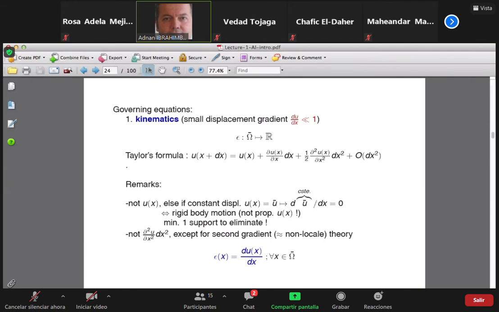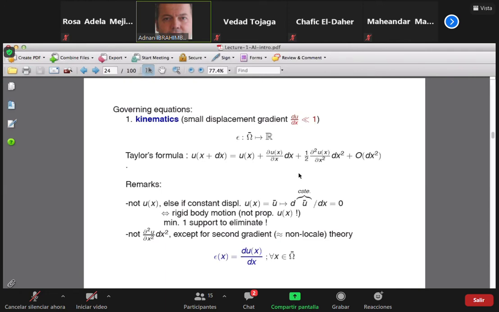So what we'll do is basically first recognize that if u of x is the same as u of x plus dx, then all derivatives have to be equal to 0, and you have something called rigid body motion. If the whole bar at every point of x has exactly the same displacement, it's simply not deforming, it's just moving as a rigid body. What we're interested in is really to get deformation.